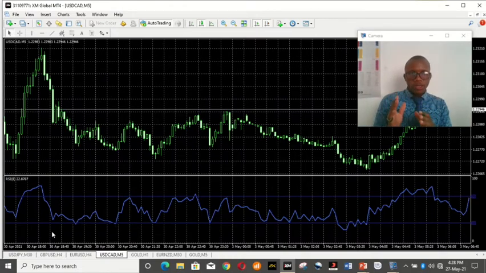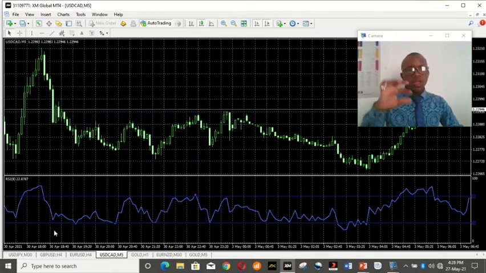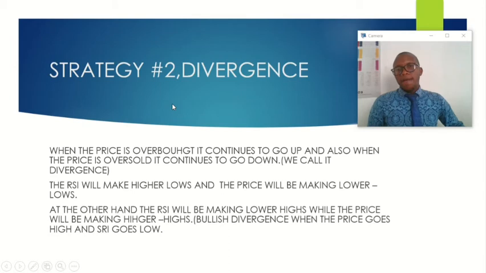When you are watching the market, you don't just open the chart, analyze and buy. You open the chart, you analyze, you wait for a few moments. Thereafter, you pull the trigger, you buy. When you are watching the market, you will see that the market is very slow, or the market is moving faster. The faster the speed, the higher the possibility of a positive signal. I hope it does make sense. So now let's talk about divergence method number 2. When the price is overbought, it continues to go up.